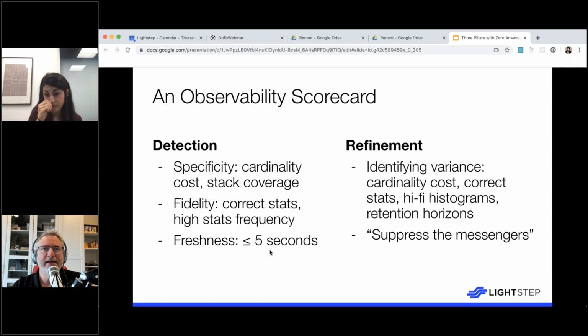First question is, what's the difference between APM and observability? You mentioned earlier there are a lot of definitions of what observability is. How would you differentiate the two?